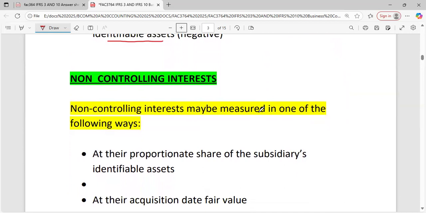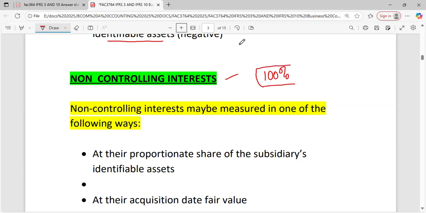Non-controlling interest is what is not going to be part of the acquirer's interest. So you only have non-controlling interest if the acquirer did not purchase 100% interest. That's when we have non-controlling interest.